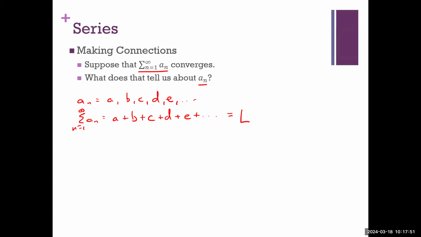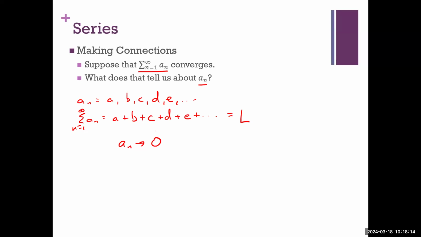Can I say anything about the terms in the sequence? As I go far into the sequence, what has to be true about the terms of the sequence? Go ahead. The sequence converges to 0. The sequence converges to 0. How do we feel about that? Does that make sense?